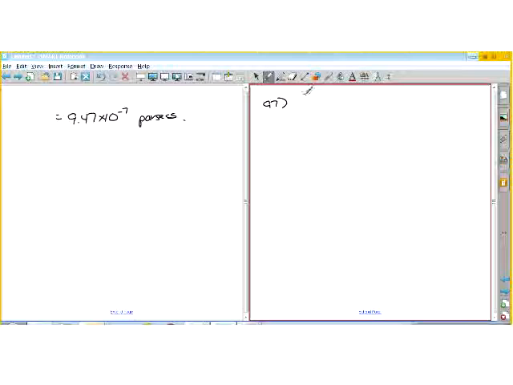Okay, a light year is the distance that light travels in 1 year. Find the number of miles in a light year if light travels at 1.86 times 10 to the 5th miles per second. So what we're trying to do is figure out the number of miles per light year. So what you have to do is figure out how many seconds per year.